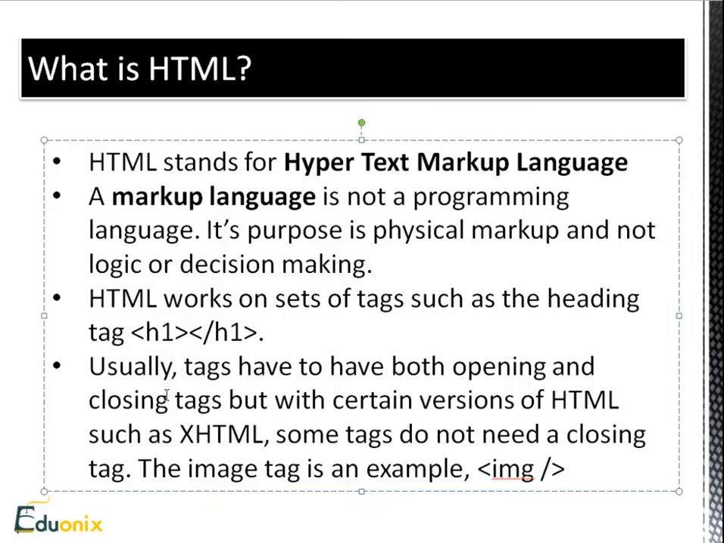So tags usually have an opening and closing tag, much like the H1 here. But then we have tags that don't need to be fully closed. We don't need to have a second instance of the tag name or the element name. And the image tag is a good example. You can see the image tag just has the opening bracket or less than sign, and then the image text of the tag, and then we have the slash, and then the closing greater than sign.